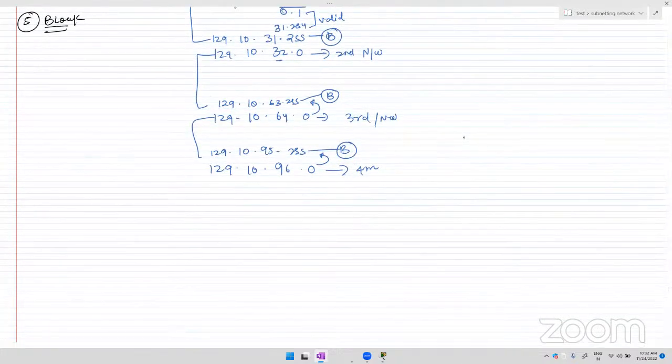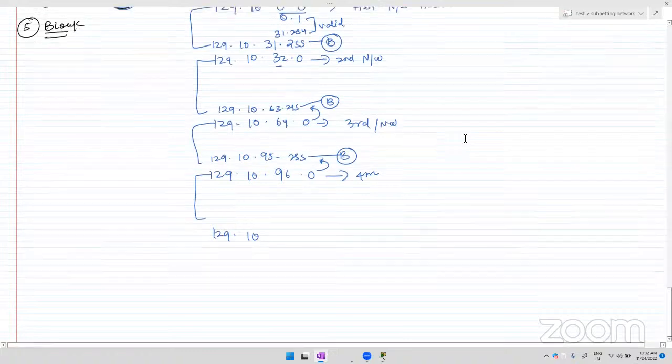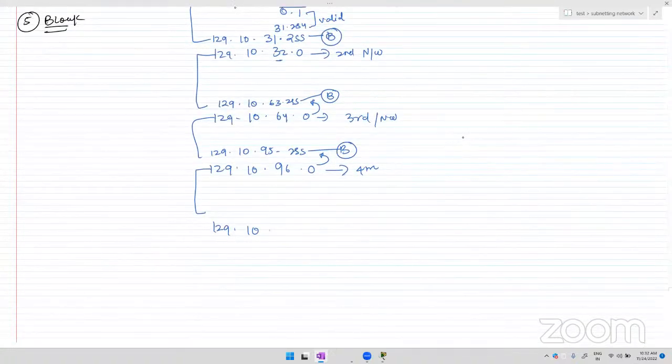Now one more thing. For the fourth network, we require a broadcast, which gives us the valid IPs. So the first 2 octets are represented as is, 96 plus 32. How many values come out? 128.0. So before this value, which address is the broadcast? 127.255 is my broadcast. And this is my block, the fourth network.